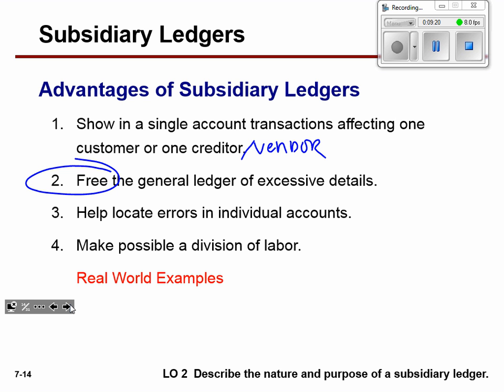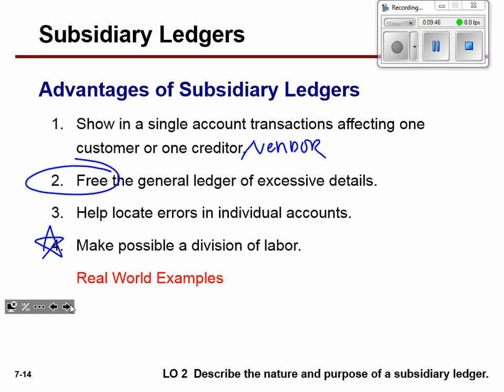Again, it helps with errors. But I like number 4. It makes it possible to divide up the work. A lot of businesses, a lot of accounting departments have an AR department, an accounts receivable department, and an accounts payable department.